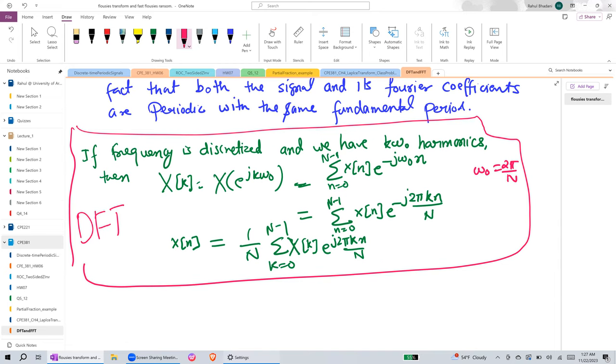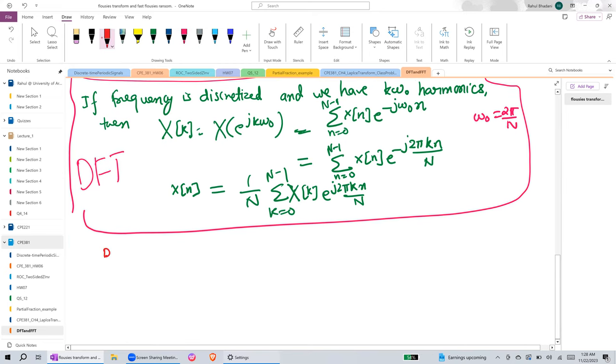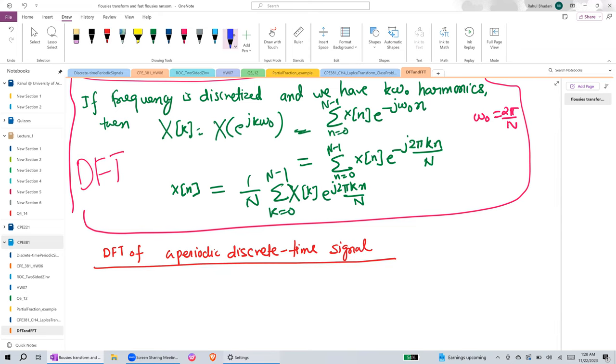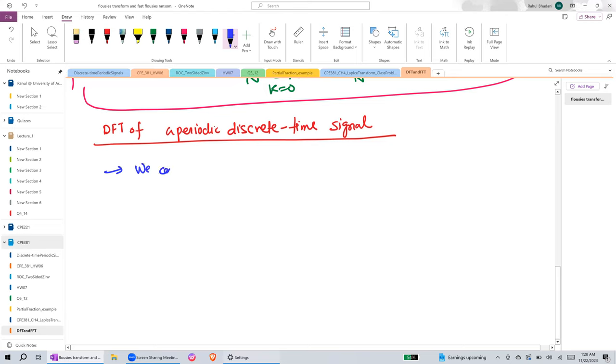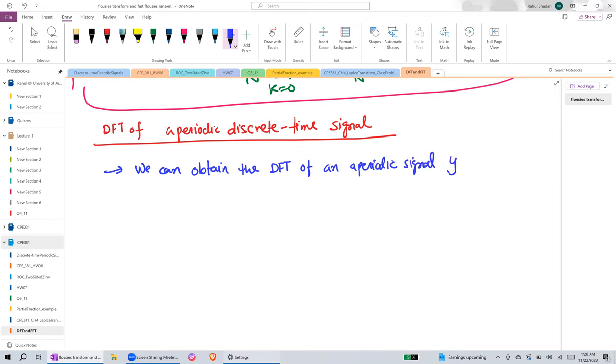So now let's look at DFT of an aperiodic discrete time signal. We can obtain the DFT of an aperiodic signal y of n by sampling in frequency its DTFT Y of e^{jω}.